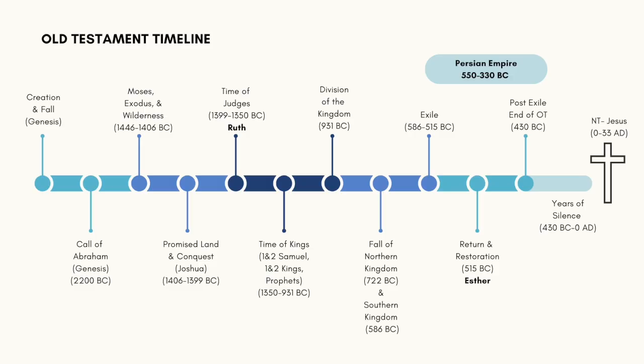So after the exile, the people are in exile for a while, and now here we are in the time of Esther. This is the time of restoration. So the books of Ezra and Nehemiah have already taken place. The people have been allowed to return to the land. They've rebuilt the temple. And now we're going to pick up the book of Esther from here.